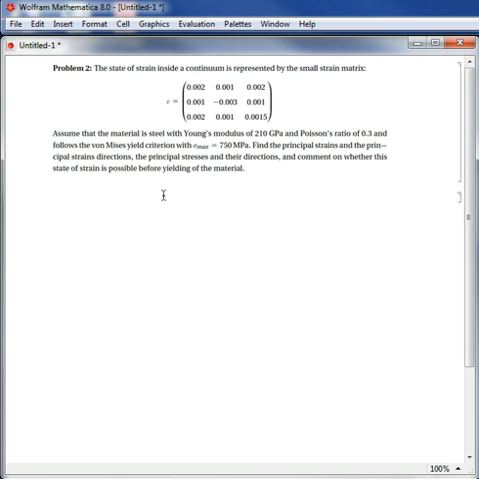So the first step involves writing the strain matrix. I'm going to call the strain matrix STR. A matrix is input between a set of curly brackets. Each row is another set of curly brackets, so I have 3 rows. I'm going to input the values 0.002, 0.001, 0.002, and so on. I'm inputting each row inside a set of curly brackets.